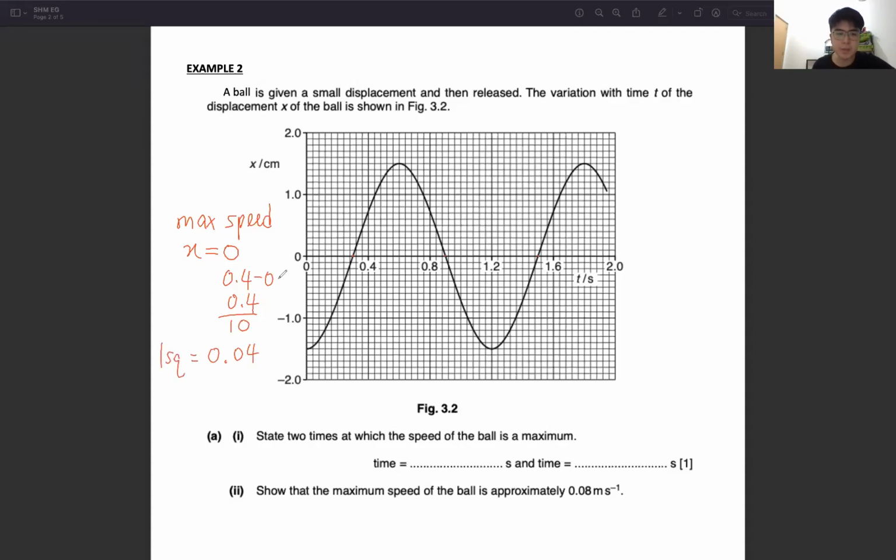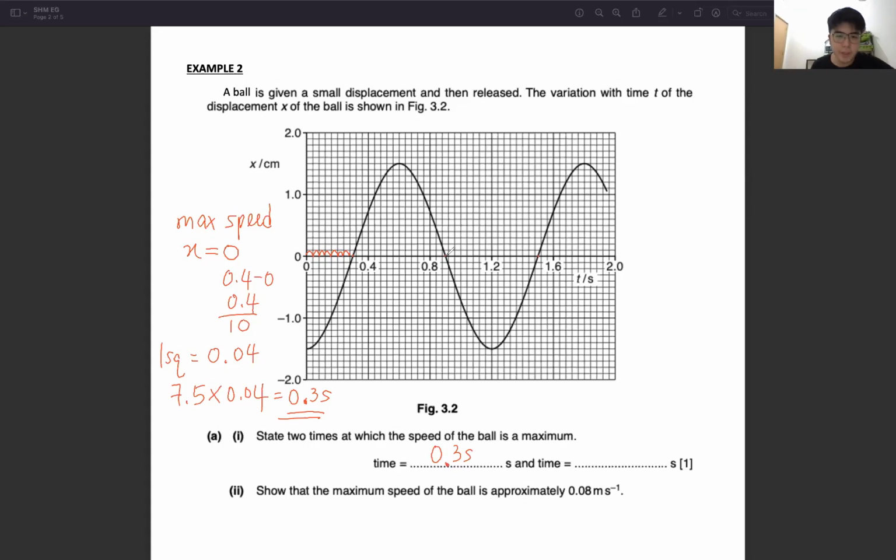Okay, 1 square is 0.04. So we count 1, 2, 3, 4, 5, 6, 7.5 squares. 7.5 times 0.04, you get 0.3 seconds. Okay, so that's the first one, 0.3 seconds.